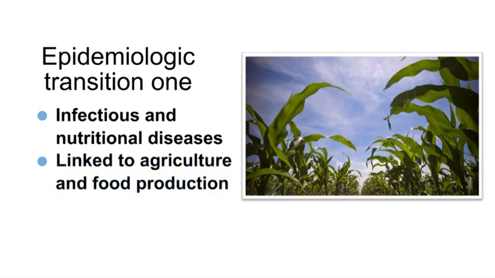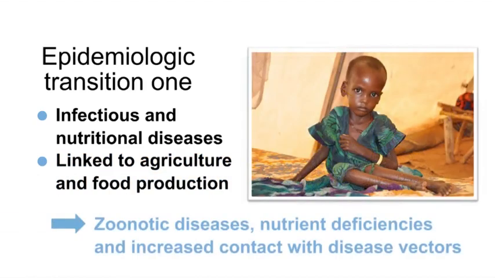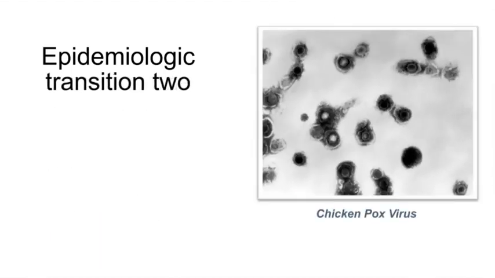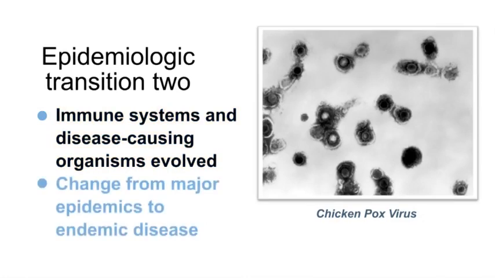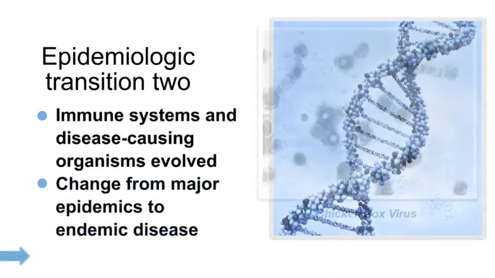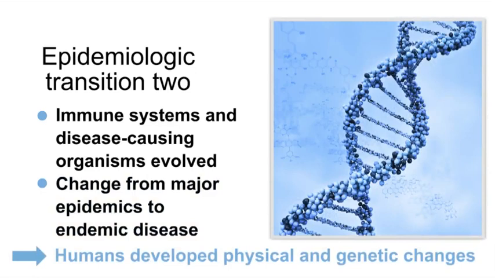People became less dependent on hunting and gathering once they were able to produce food and domesticate animals. This shift led to zoonotic diseases, nutrient deficiencies, and increased contact with disease vectors during agricultural activities. The second transition was a time where human immune systems and disease-causing organisms both evolved, resulting in a change from major epidemics of disease to endemic disease. People developed physical and genetic changes that serve to minimize the effects of diseases.